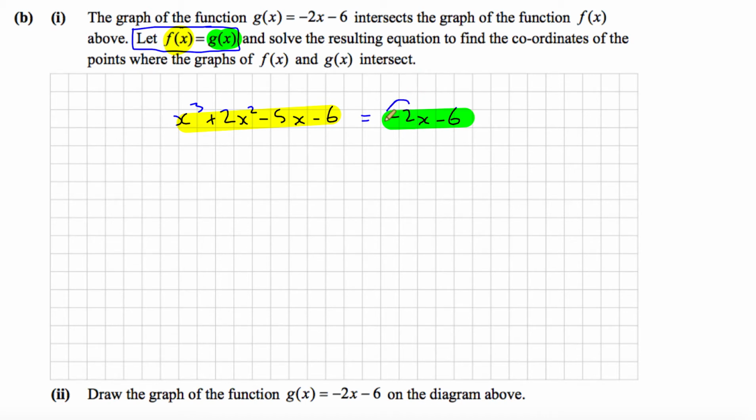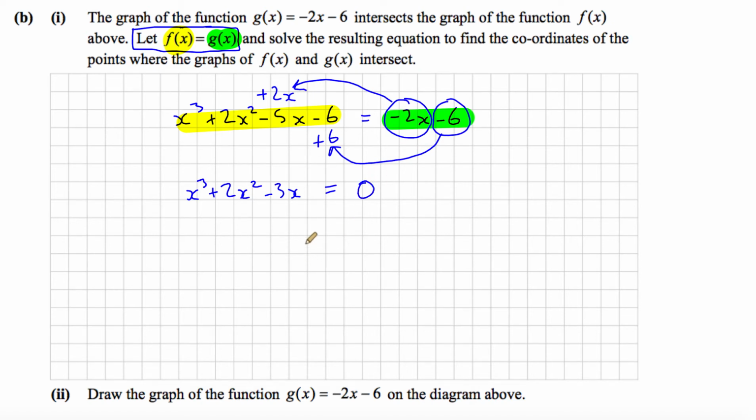I'm going to bring the minus 2x over here. It's going to become plus 2x, and it can be combined with the minus 5x. And the minus 6 I'm going to bring over here. It's going to become positive 6. So on the left I have x cubed plus 2x squared. 2x minus 5x is minus 3x. And minus 6 plus 6 is 0. So I'm left over on the right side with nothing, 0.